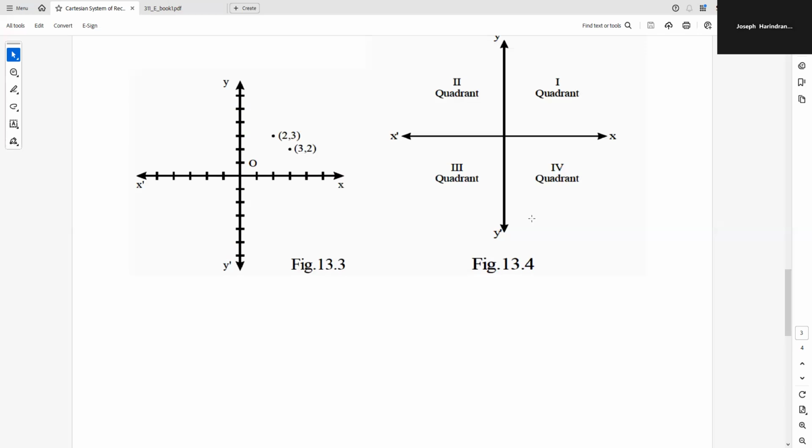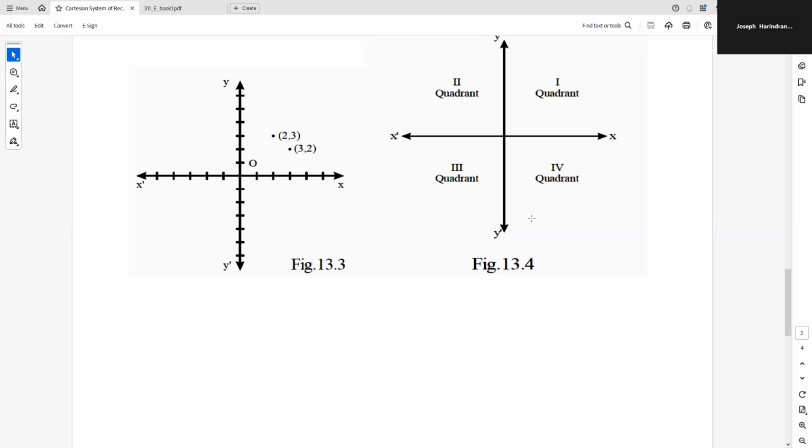Then we move down to the third quadrant, which is to the left and down. And then we have the fourth quadrant, to the right and down. These are the 4 quadrants named in this order: first, second, third, and fourth quadrants.